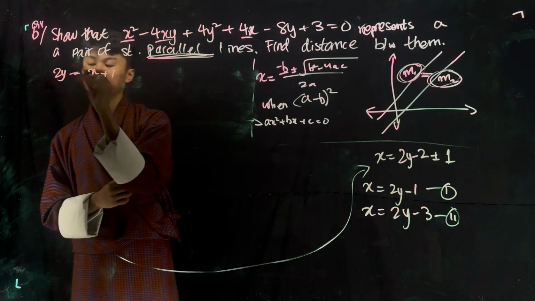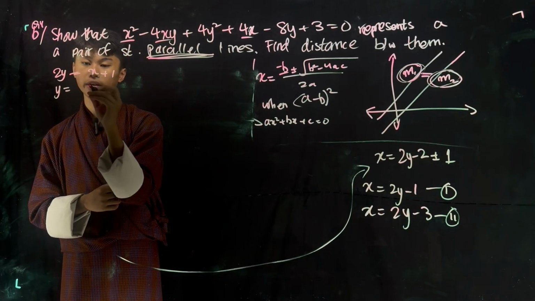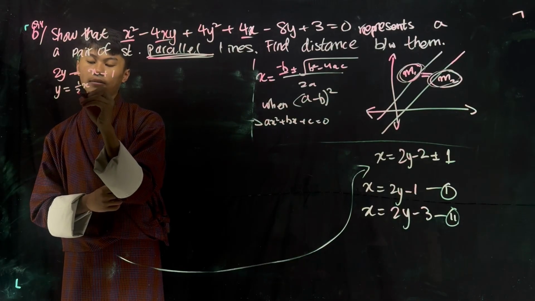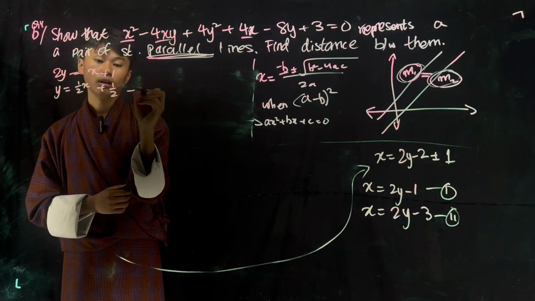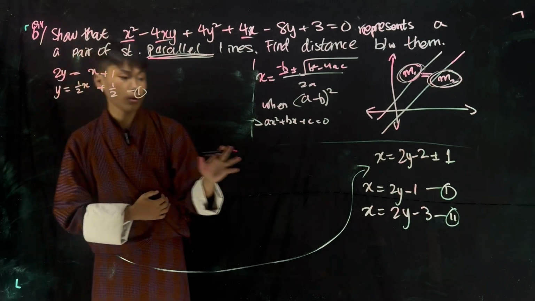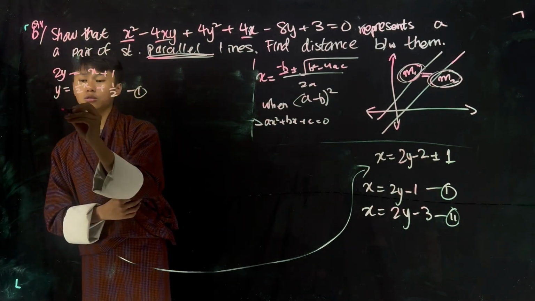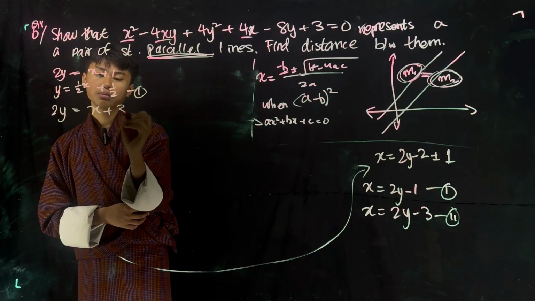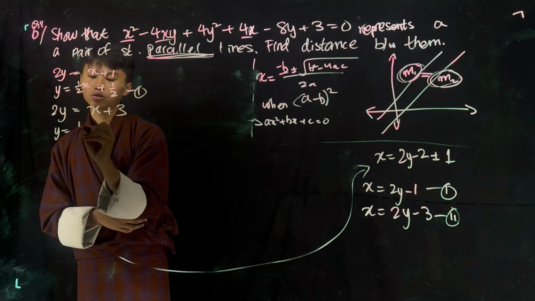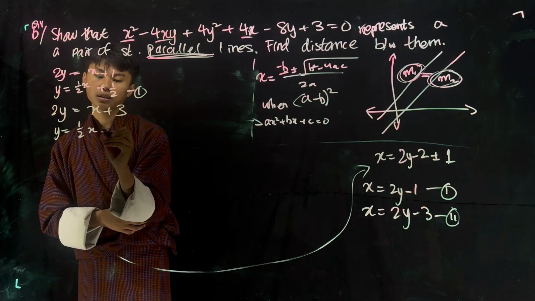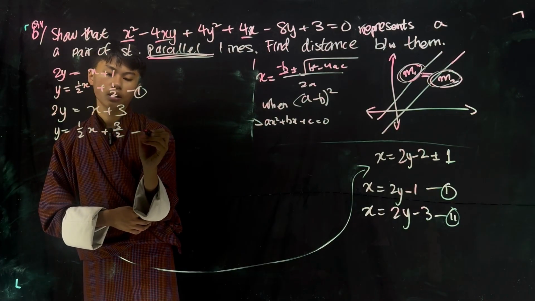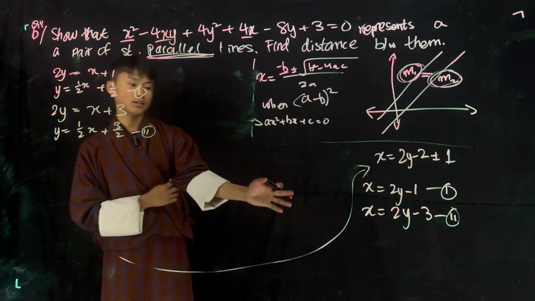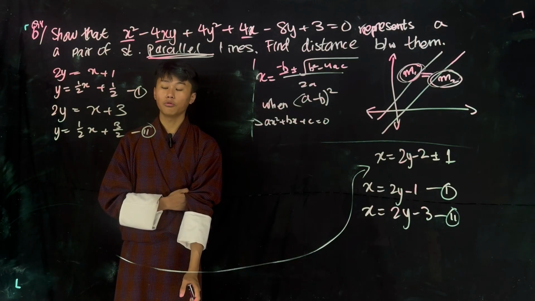X plus 1 to taking y and 2 over there. So we have half x plus half. That is your first equation in the slope and y-intercept form. The second equation will look something like this. 2y is equals to x plus 3. So y will be equals to half of x plus 3 by 2. That is your second equation just in the slope and y-intercept form.